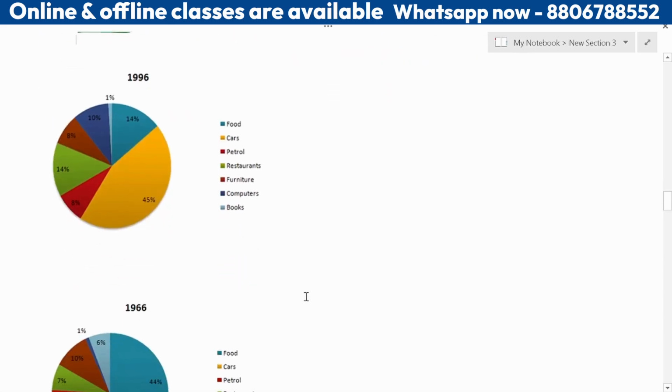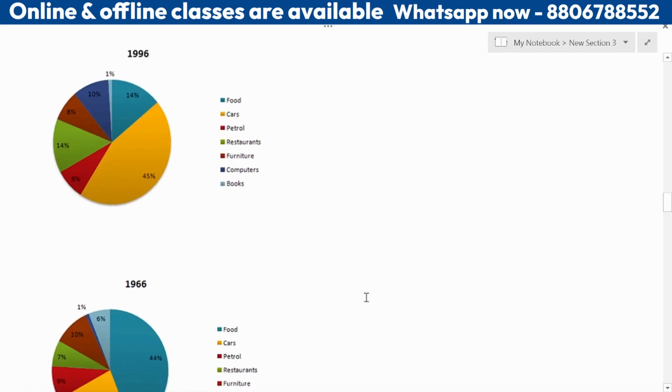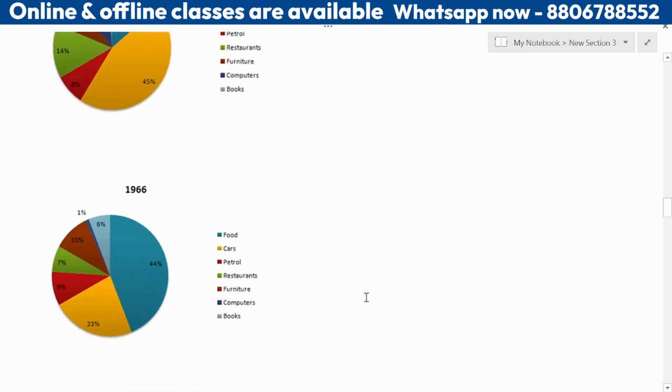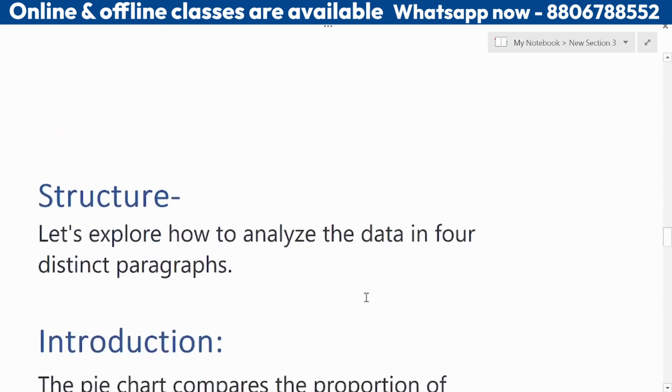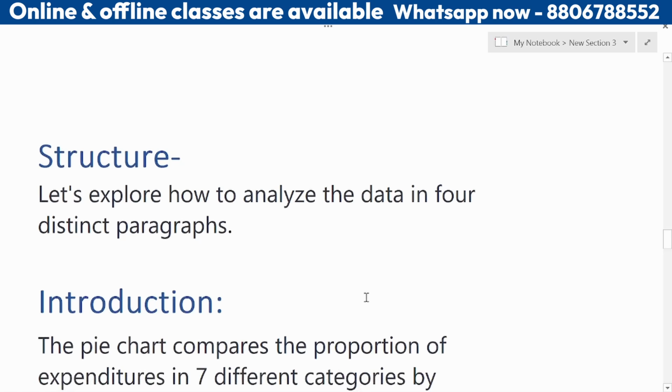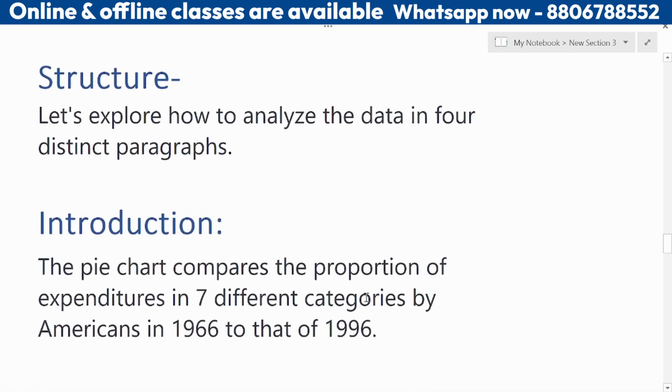Now the first pie chart is in relation to year 1996. Okay, and the second pie chart is in relation to 1966. So accordingly, all the segments are designated. So let us see how we would write task 1 in relation to this particular chart, that is pie chart. So let's see the structure. Now let's explore how to analyze the data in 4 distinct paragraphs.